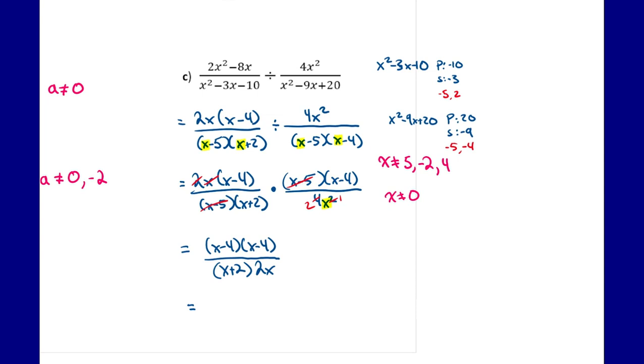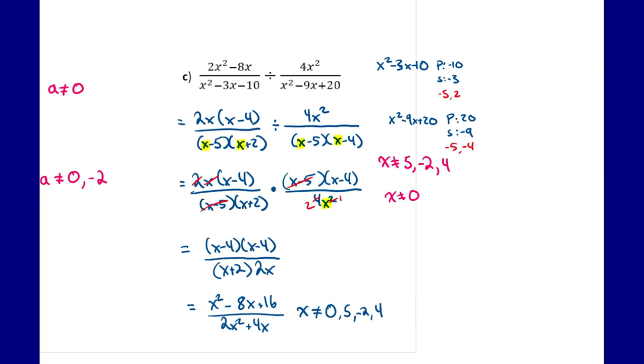So now I can just simplify this a bit. So I have x squared minus 8x plus 16 divided by 2x squared plus 4x. So all I did was expand both, just to simplify, and my restrictions are x cannot equal 0, 5, -2, and 4; it doesn't really matter what order they go in. So those are the values that x cannot equal. Those are my restrictions.